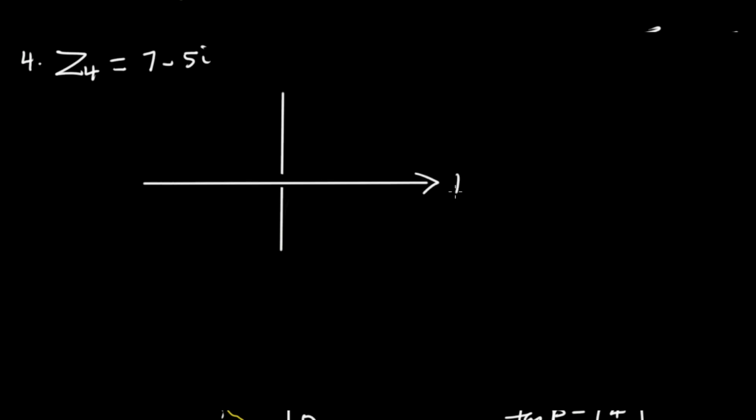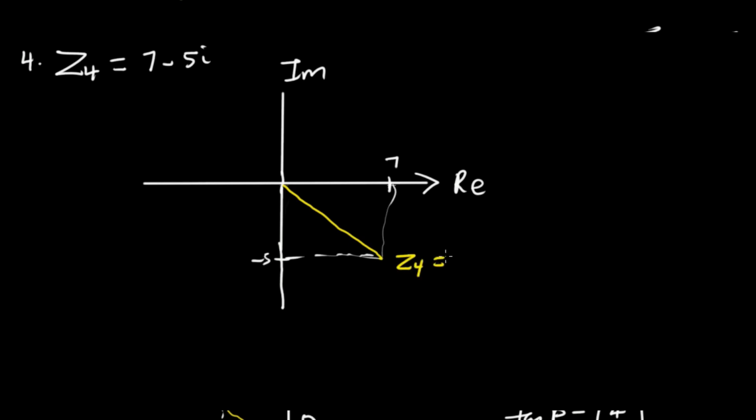So this is the real part and this is the imaginary part. We have the real part of this complex number to be positive, so this is 7, and the imaginary part to be negative, so this falls in the fourth quadrant, which is negative 5. So we can trace this and draw out our complex number. So we have Z4 equal to 7 minus 5i.